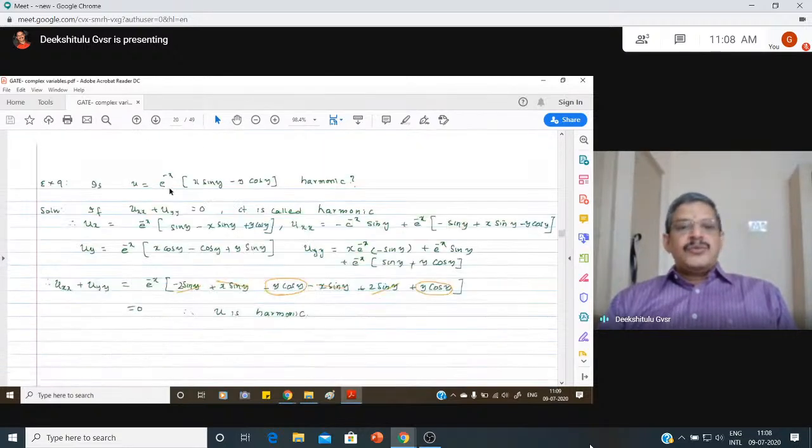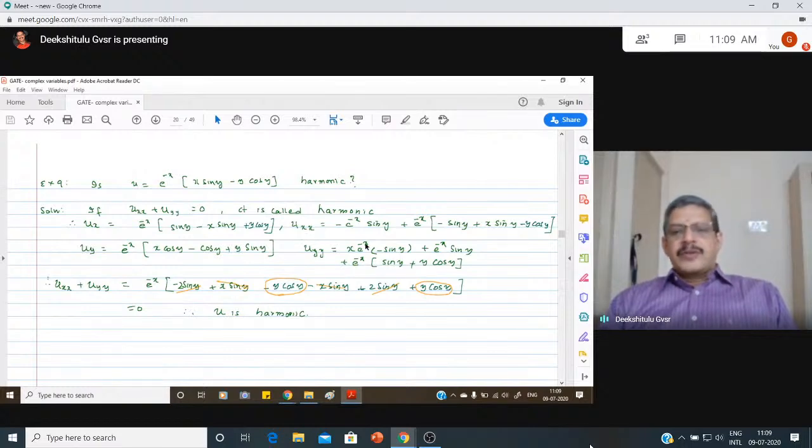Next problem. Is u is equal to e power minus x into x sin y minus y cos y harmonic? So harmonic means it must satisfy Laplace equation. Dou square u by dou x square plus dou square u by dou y square is equal to 0. It is called harmonic. Then ux, find the first partial derivative, e power minus x into so on and so forth. Similarly, uxx also find it. Very long expressions, you can check it. I need not read everything. When I leave the PPT, you can check it. I can go through it thoroughly.